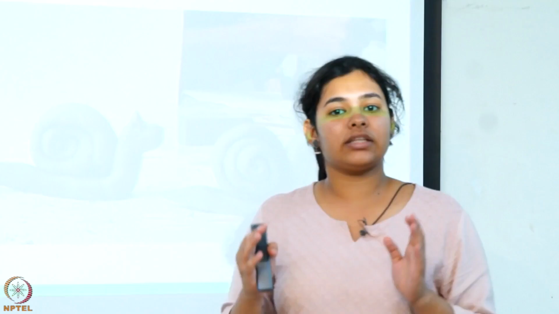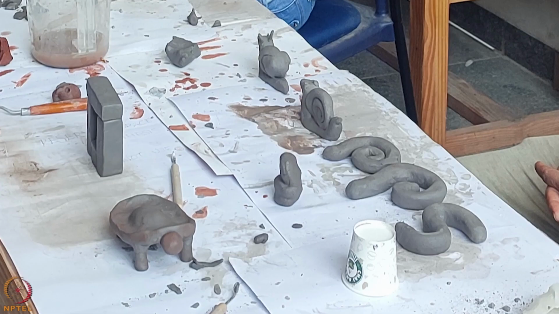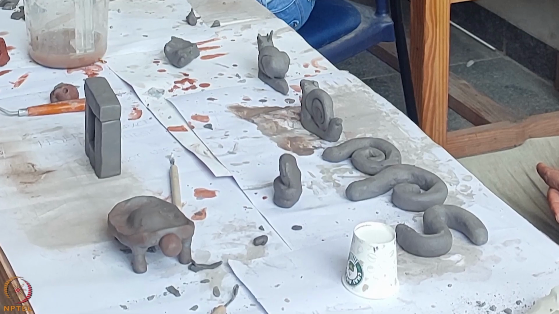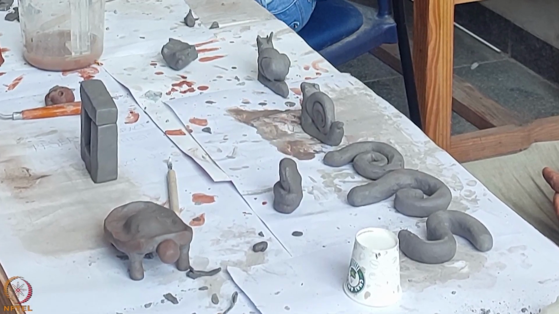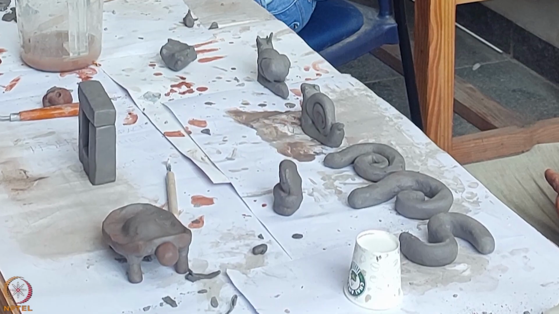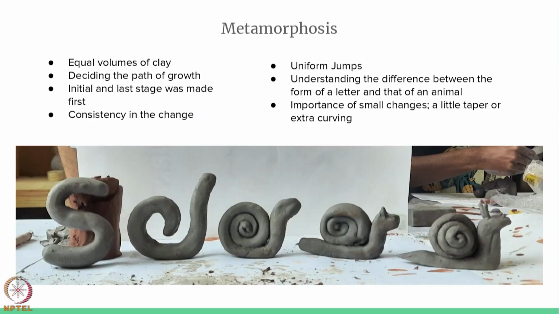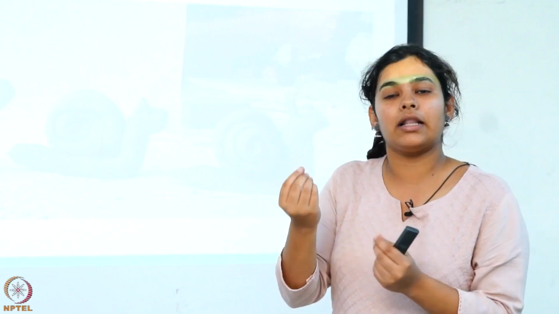The main thing that I had to focus on was the consistency in the change, and the jumps should be uniform. So I made the S first, and I made the final snail, and then I made the middle part, and then I tried to establish the jumps in between the 2nd and the 4th stage. And I understood the importance of small changes that we make. For example, adding a small curve here or a small tapering end that shows the eyes. A little change in the curve or a little extra bend goes a long way, and it shows how a form is converting and changing and transforming.